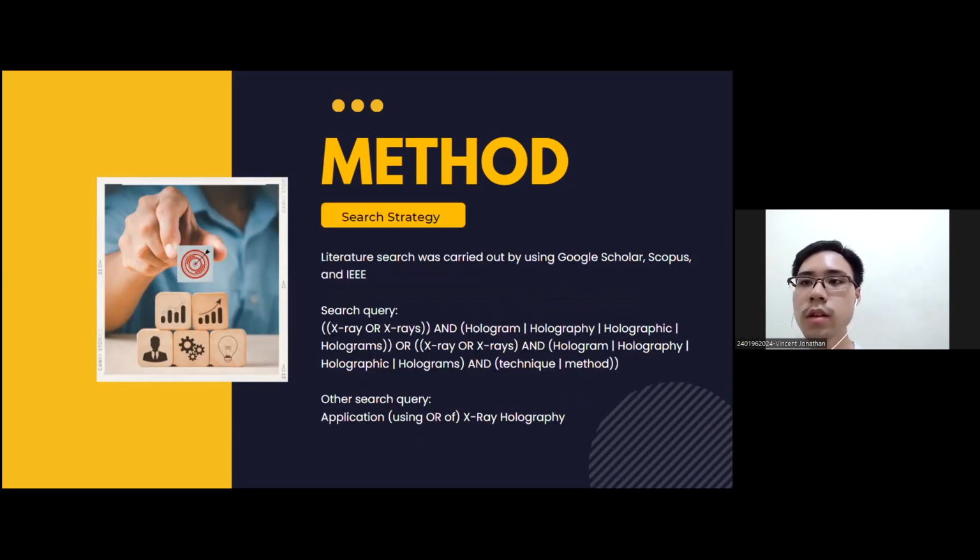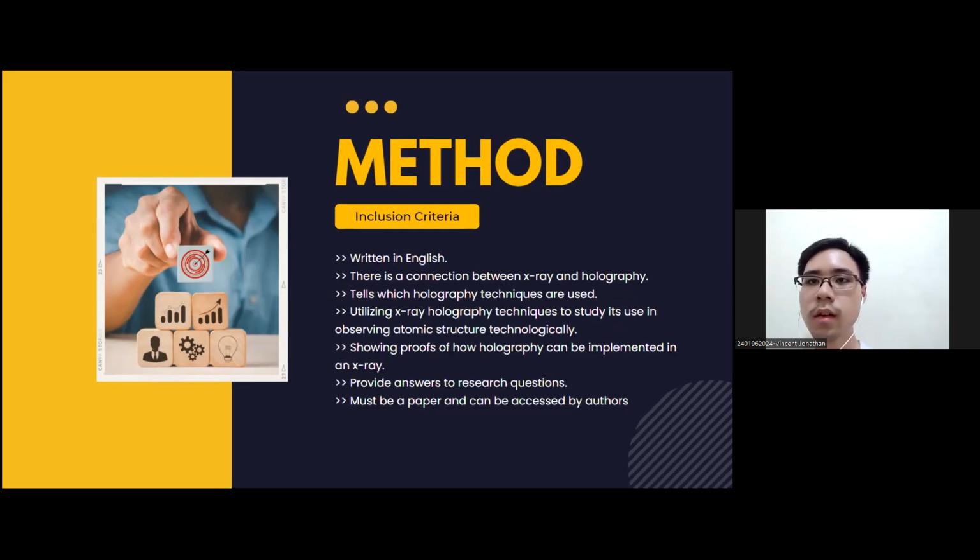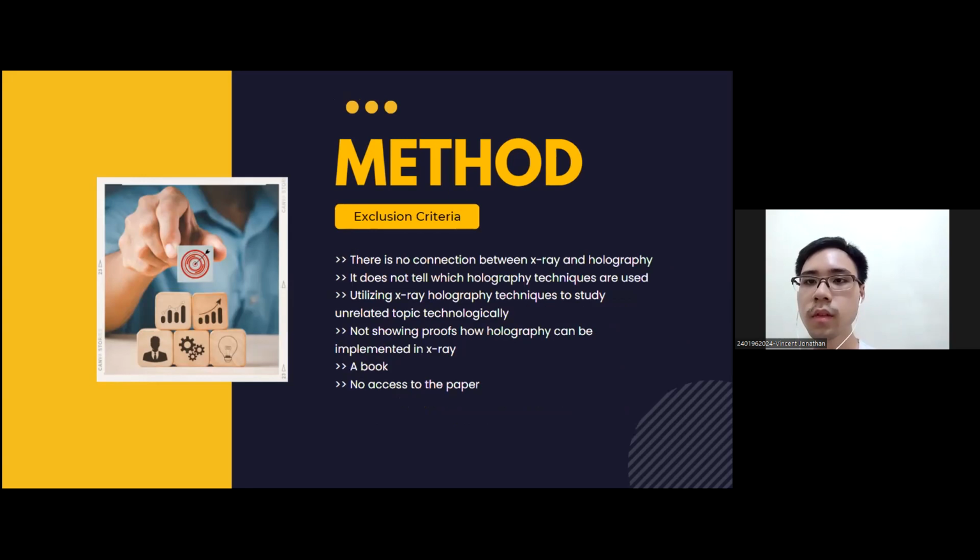We use Google Scholar, Scopus, and IEEE as our search engines, and these are our queries. These are our inclusion criteria, and these are our exclusion criteria.